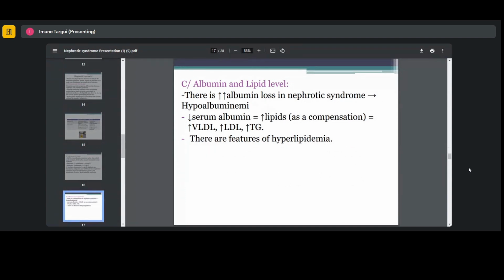Albumin and lipid level. There is high albumin loss in nephrotic syndrome, hypoalbuminemia, and low serum albumin, and we have high lipids as compensation: lipoproteins such as VLDL and LDL and triglycerides, and there are features of hyperlipidemia. So the albumin is very high in the urine but low in the blood in nephrotic syndrome. In parallel, hyperlipidemia develops as compensation. The liver tries to compensate for the missing albumin, and it releases lipids and lipoproteins with it.